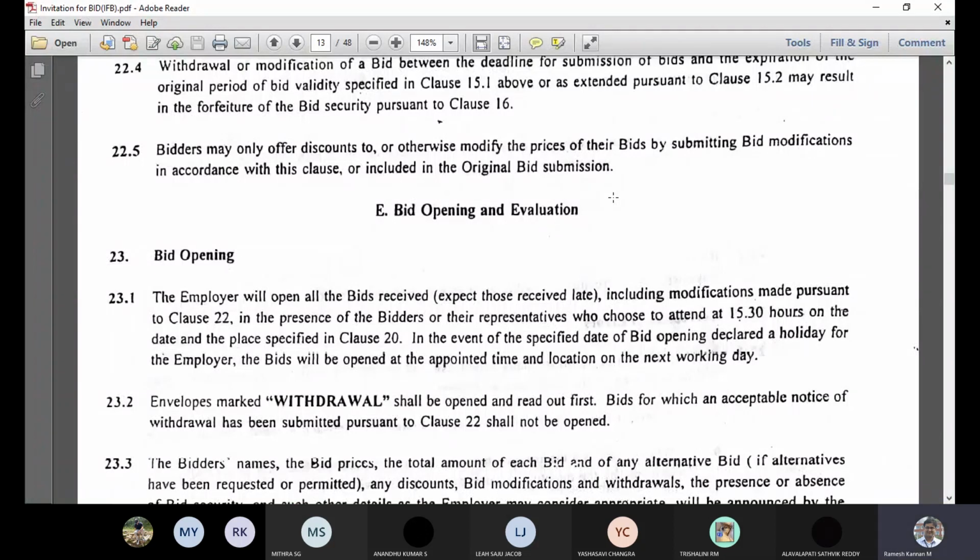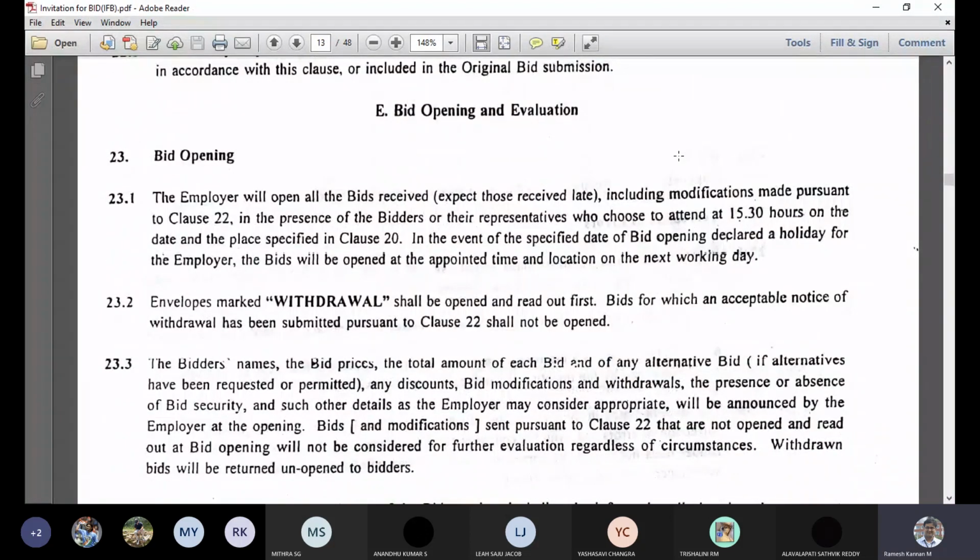Right. So once you send your bid proposal, right? So before the deadline, and we know that if you send after the deadline, it is summarily rejected, right? So this is typically the process: people who have finished preparing the bid get it submitted before its deadline, right? So section E, bid opening and evaluation.